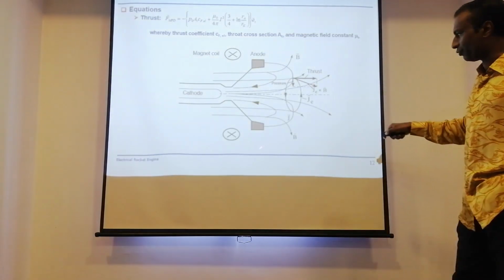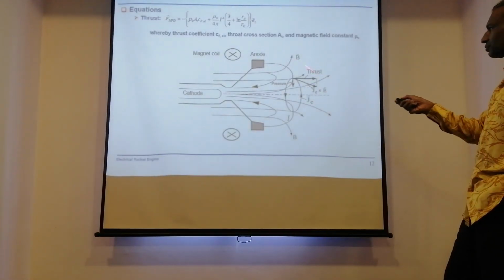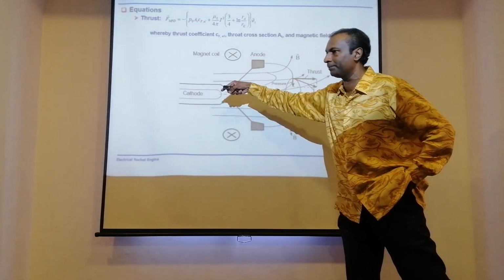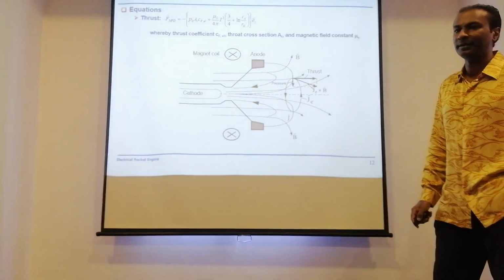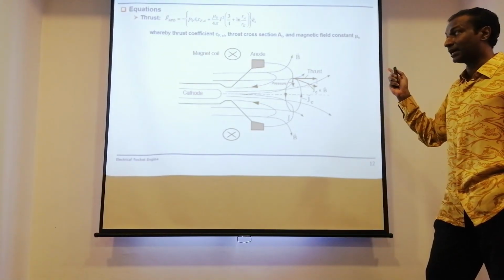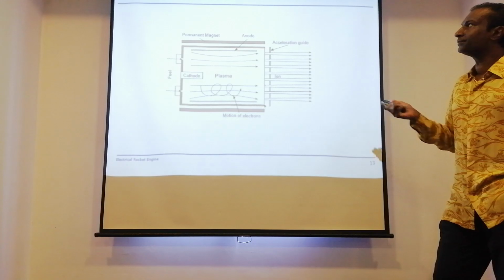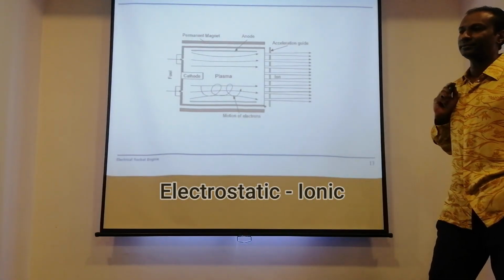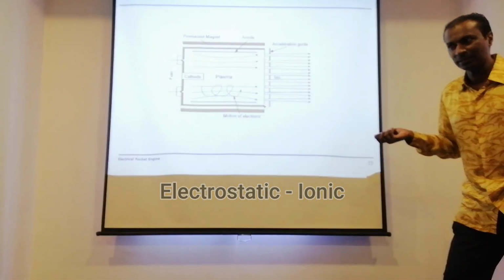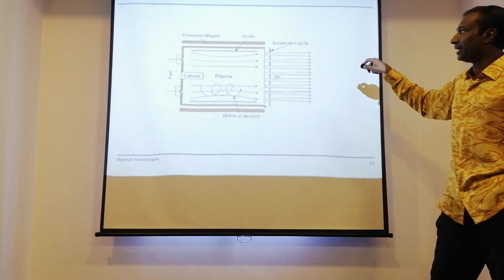Flow going here, flow going here, flow going here. Every flow I try to direct this way, so that all of this is going to propel my propulsion system or even my rocket. That's what I'm going to do. So I want to do this in a different design. Go electrostatic, ionic. So this is ionic propulsion. Same principle. The difference is the acceleration guide.